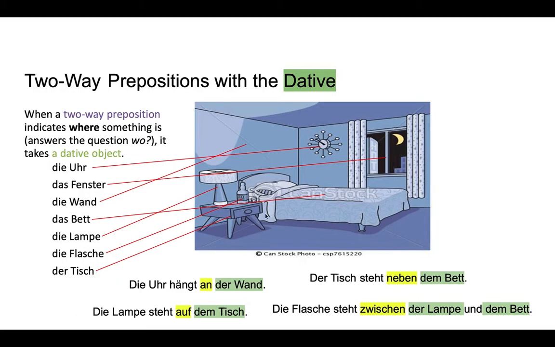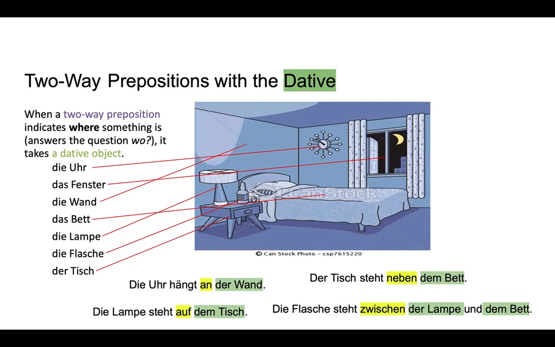Der Tisch steht neben dem Bett. So das Bett has changed to dem in the dative case. Die Lampe steht auf dem Tisch. Der Tisch again changes to dem in the dative case. And die Flasche steht zwischen der Lampe und dem Bett. Die Lampe and das Bett change to der Lampe and dem Bett. So when I'm describing, again, still location, nothing's moving, I use dative case.